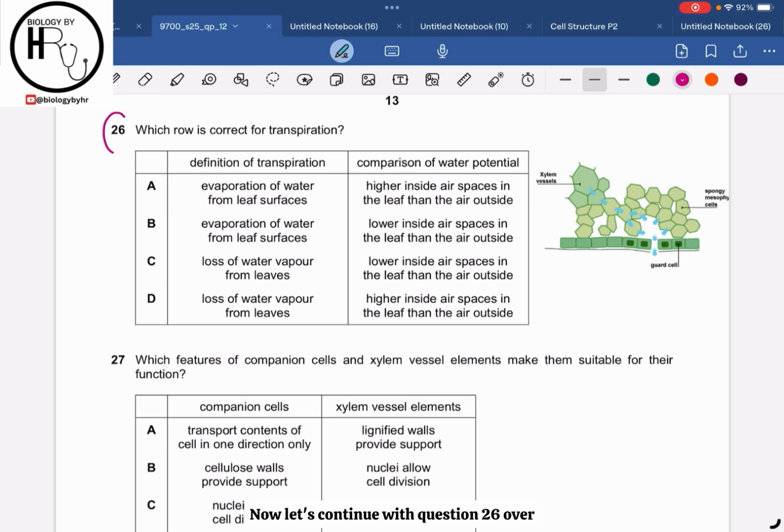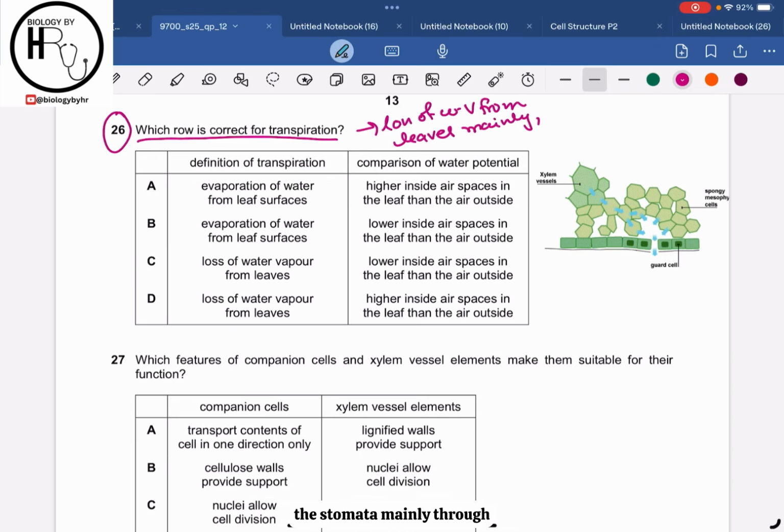Now let's continue with question 26 over here. Question 26 says, which row is correct for transpiration? So if I talk about the proper definition of transpiration, it is the loss of water vapors from the leaves, mainly through the opening known as the stomata. This is what is known as transpiration. So it is the loss of water vapors from the leaf mainly by the stomata.